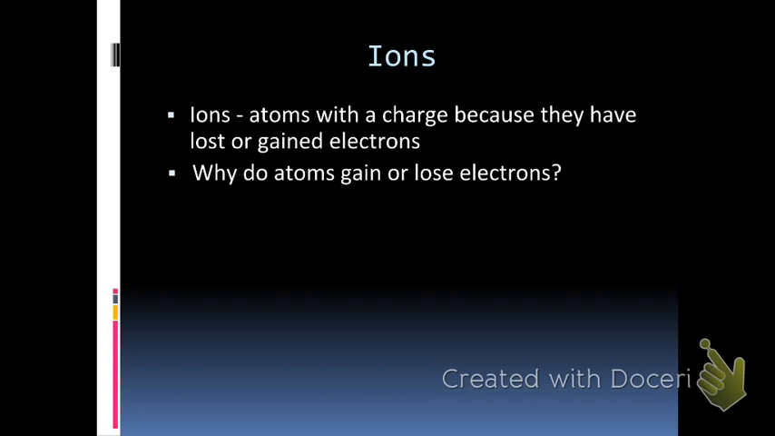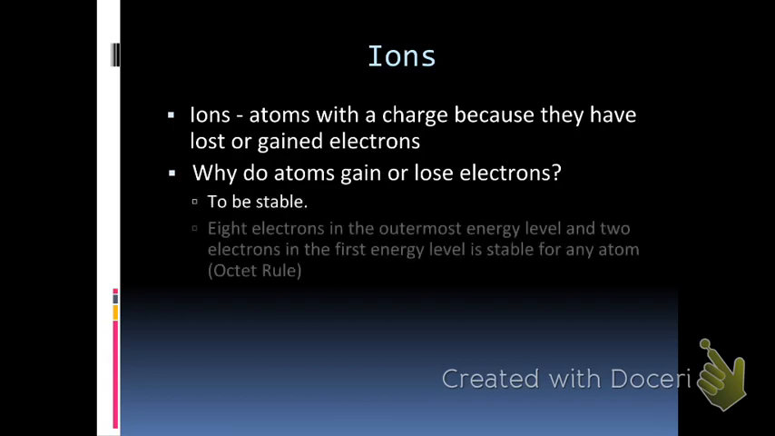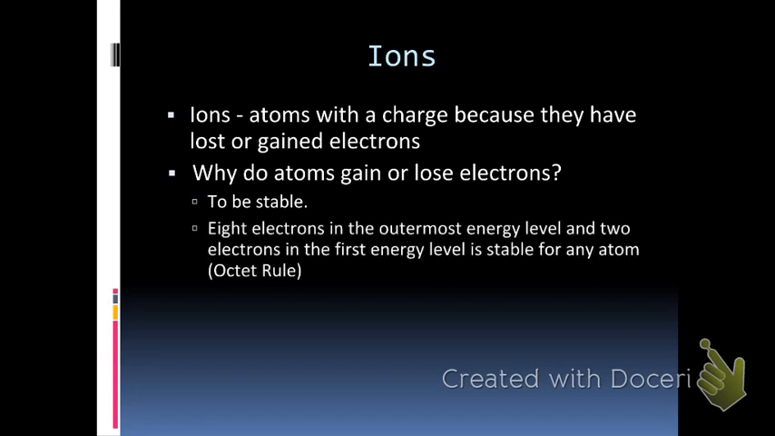So why do atoms gain or lose electrons? Because they want to be stable. What does it mean to be stable? It means they follow the octet rule. So they have 8 valence electrons in the outermost energy level, the valence energy level, or they have 2 electrons at the first energy level, like helium. So s2p6, or for helium, s2. Okay, so 8 valence electrons. They're all trying to get to this octet rule, like the noble gases.